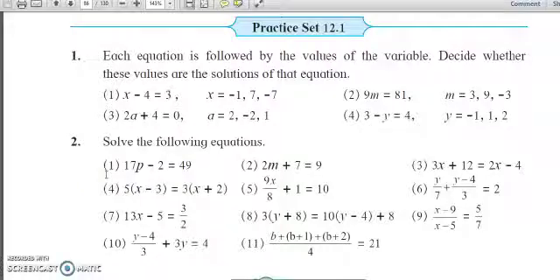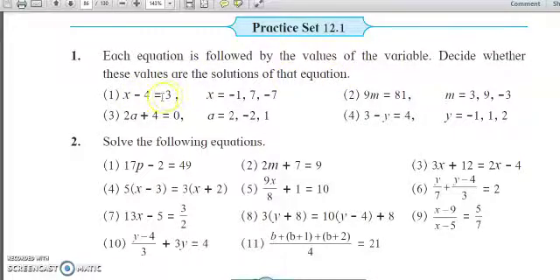Chapter number 12. Equations in one variable. From that we have to start here. Practice set 12.1. Question number 1. Each equation is followed by the values of the variable. Decide whether these values are the solution of that equation.